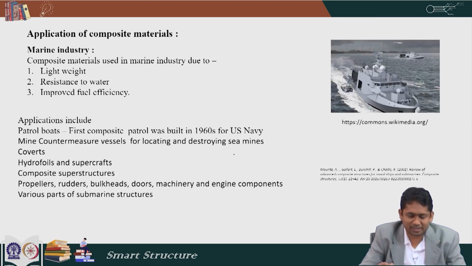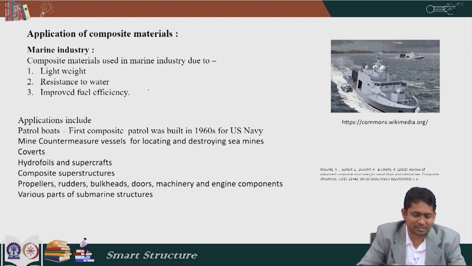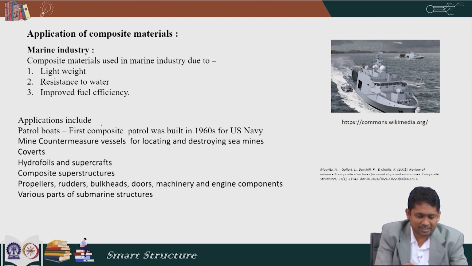Now, let us talk about the marine industry. We saw that composites have good corrosion resistance. That is quite important for the marine field, so that is why composite is used, and apart from that its lightweight makes it fuel efficient. There are various applications in patrol boats. The first composite patrol boat was built in the 1960s for the US Navy, and then mine countermeasure vessels are used for locating and destroying sea mines.